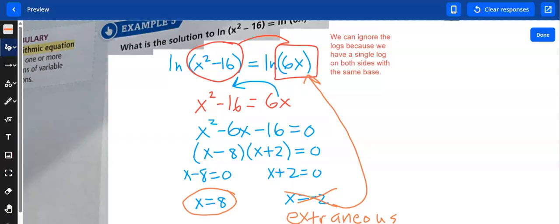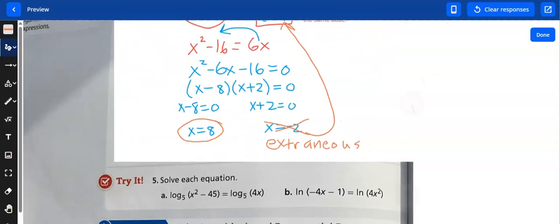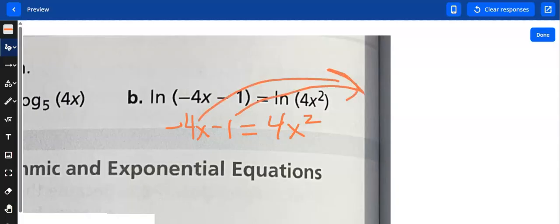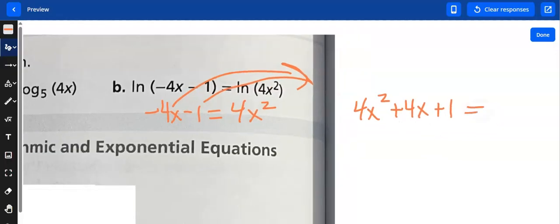Yep, go for it. 5b. So similar situation there. We would take the negative 4x minus 1 equals 4x squared. And then, of course, we're going to move everything over to the other side. 4x squared plus 4x plus 1 equals 0. Okay, so far, does that make sense, what we're doing? Did you have a question from that point?